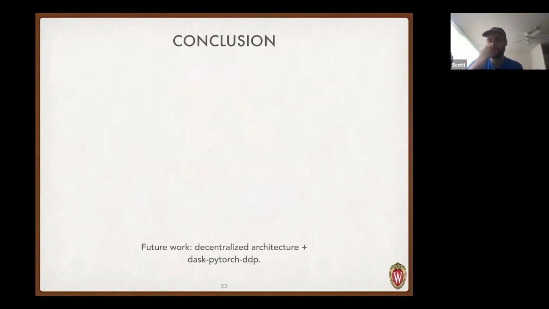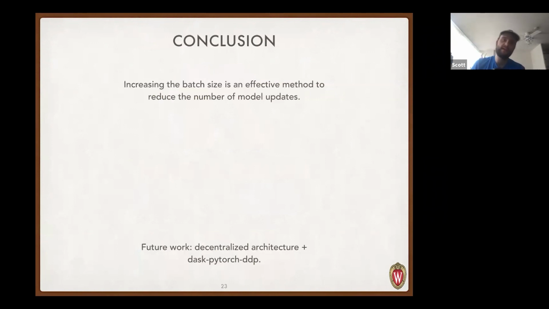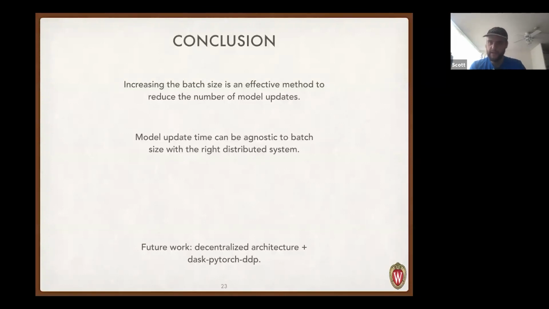So in conclusion, I have a couple points. First, the future work is really exciting. I'm looking forward to using the decentralized architecture. In addition, there are three other points. Increasing the batch size is an effective method to reduce the number of model updates. The model update time can be agnostic to the batch size with the right distributed system. So naturally, if we combine those two, we can reduce training time by a factor of 2 to 3.